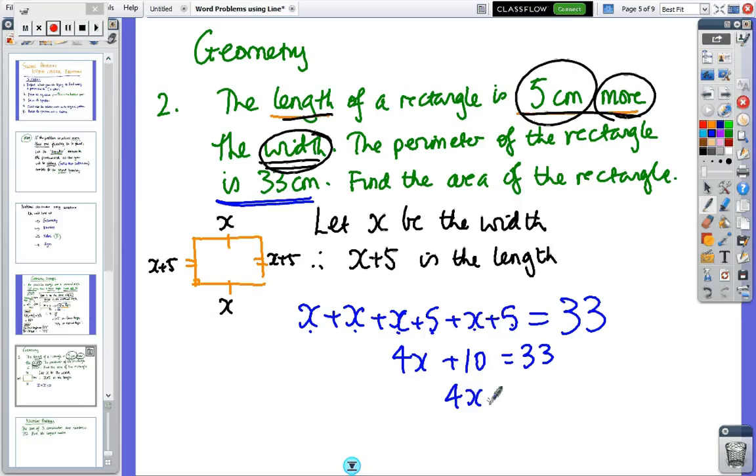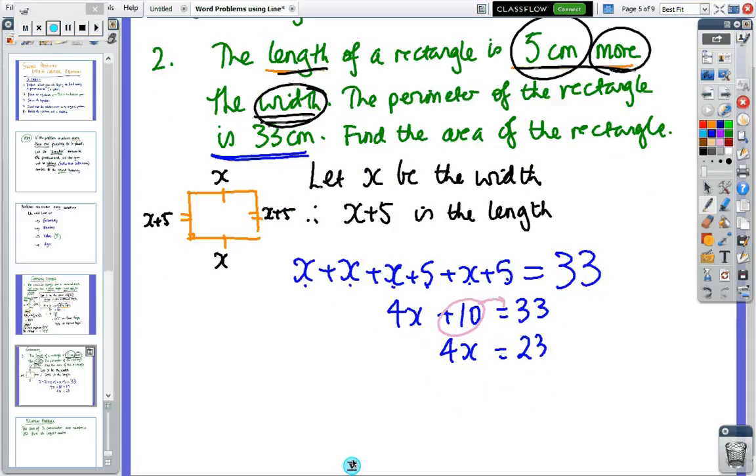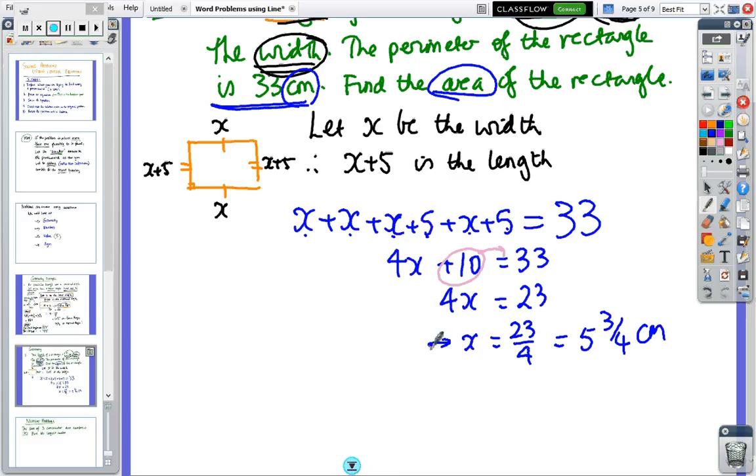So take the 10 across by subtracting, and so we've got 23, and so x equals 23 on 4. 5 4s are 20, so it's 5 3/4, and the units are in centimetres. And so the question's asking us for the area. Okay, so x is the width. So the length will be 5 centimetres more, so that'll be 10 3/4 centimetres.